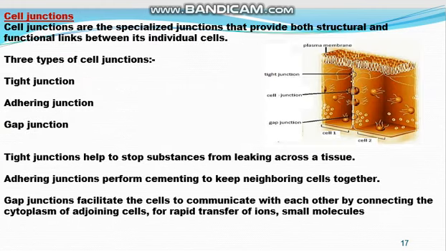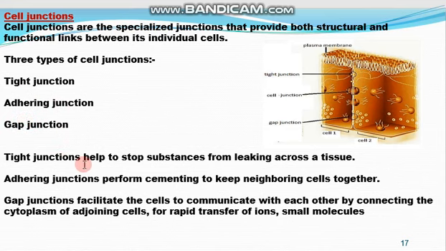So next comes the cell junction. I told you in the starting of my presentation that the cells of the tissue are held together because of the cell junctions. And there are different types of cell junctions. Cell junctions are the specialized junctions which provide both structural and functional links between its individual cells. And cell junctions can be tight junctions, adhering junctions, and gap junctions.